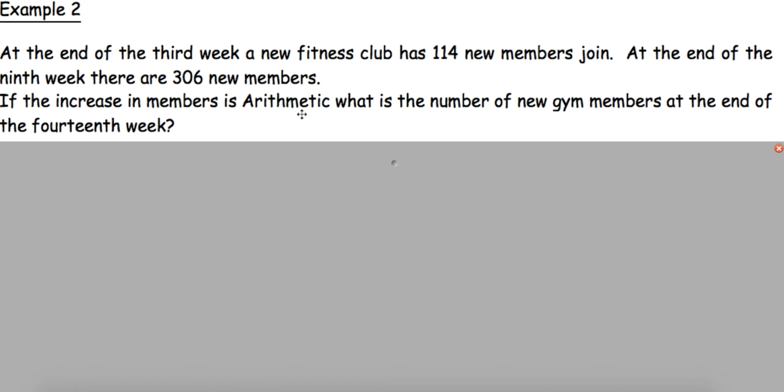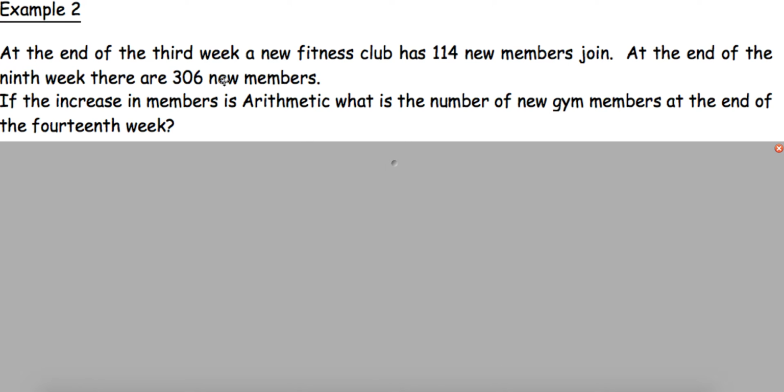Looking at the next question. At the end of the 3rd week, a new fitness club has 114 new members join. At the end of the 9th week, there's 306 members. If the increase in members is arithmetic, meaning that it's going up by a constant rate, what is the number of new gym members at the end of the 14th week?